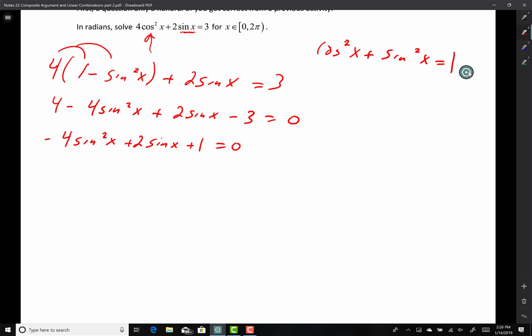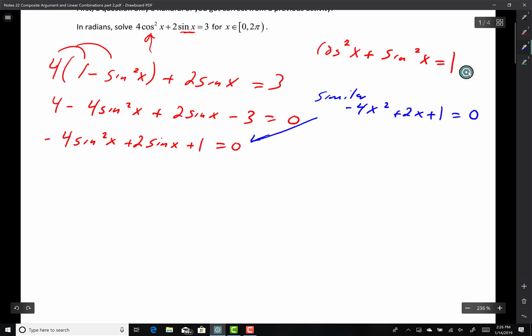Now hopefully you remember last year when you were in Algebra 2, this is similar to negative 4x squared plus 2x plus 1 equals 0. Yes? Where did the first one go? Oh, when I distribute it. No. Oh, 4 minus 3 is a 1. Do you see it?